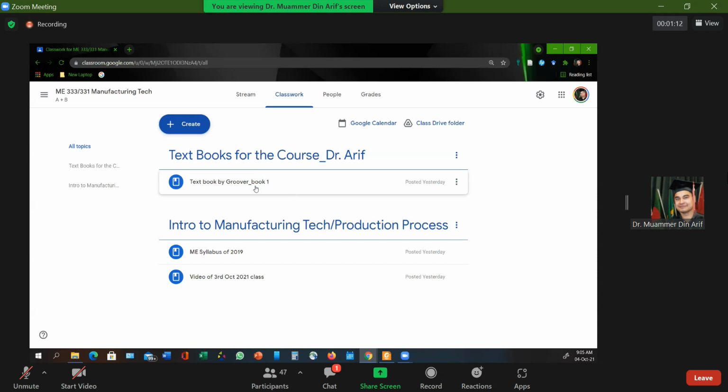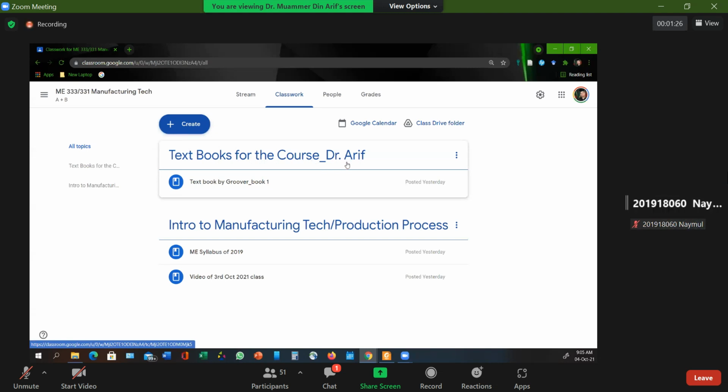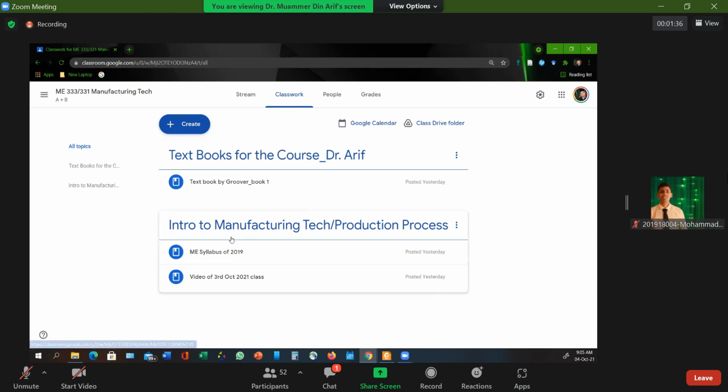Another book is mentioned in the syllabus, and if we need any other books, I will be adding those here. And you can see these are textbooks for the course from my side. And maybe later on Dr. Sam might have some more books he might add. But these are the things that I've added so far.